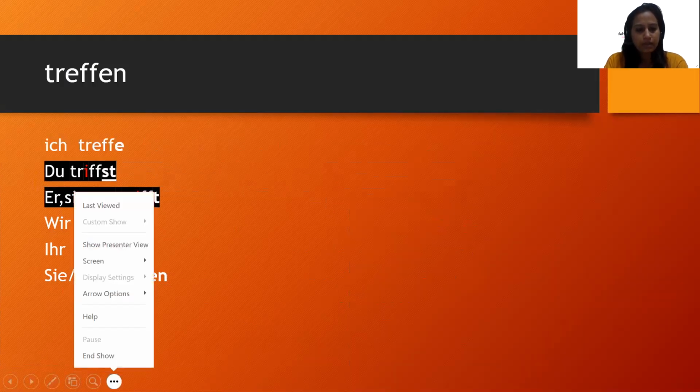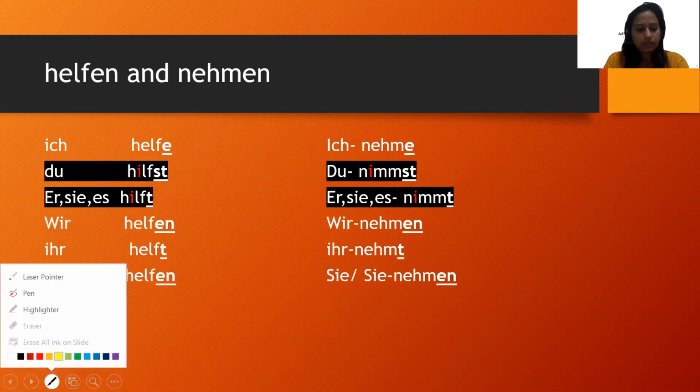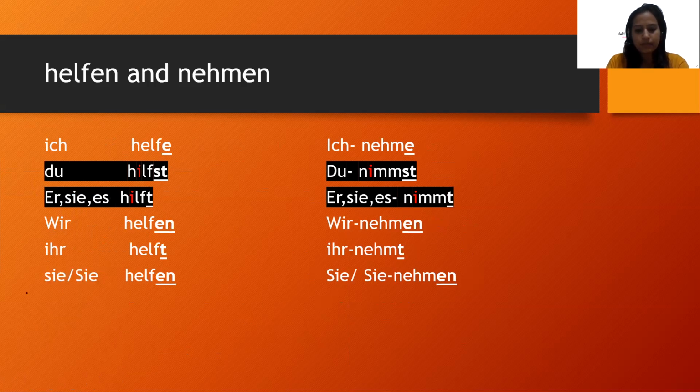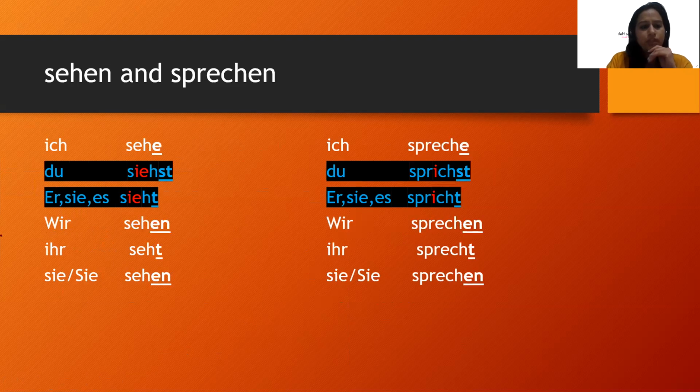Sorry, just some technical difficulties. Yeah. So sehen, trying to write with this, to see. So in English, the meaning is to see. Okay. And sprechen means to speak. Sprechen means to speak. Not very great, but yeah.